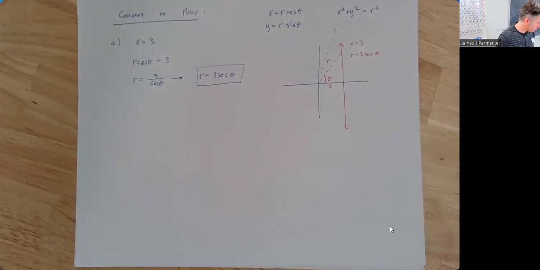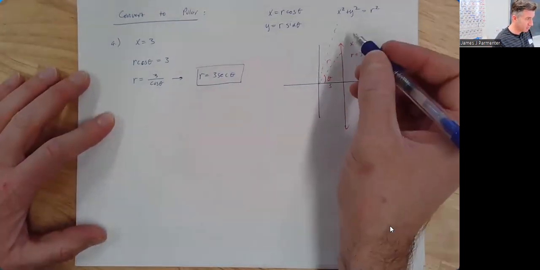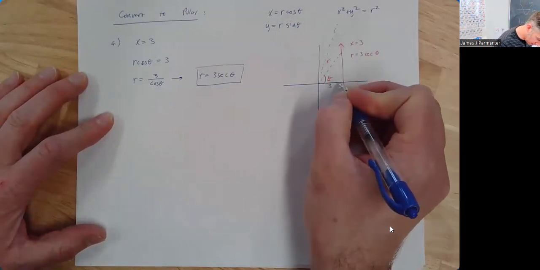Kind of neat, though. What's the 3 on the graph mean? That's how, so this line is x equal to 3. Right. So this distance literally is 3. Yeah.